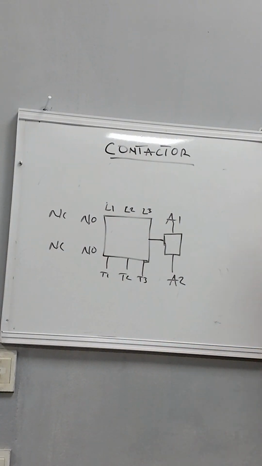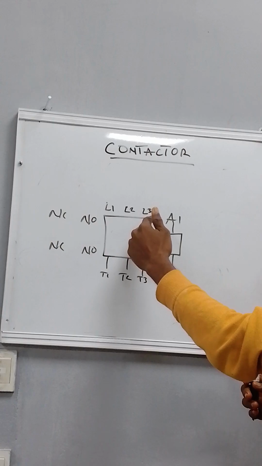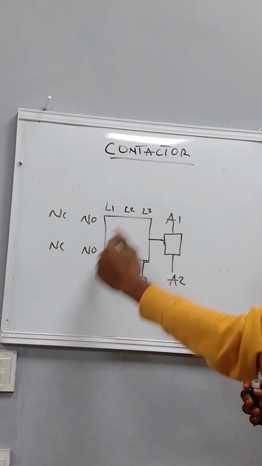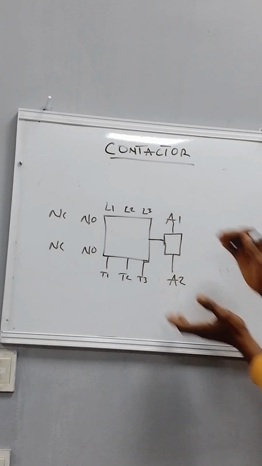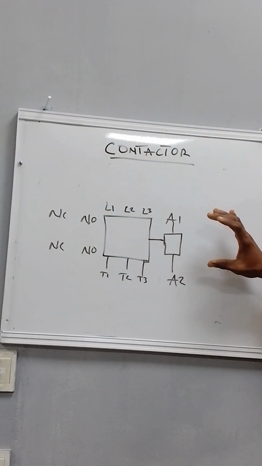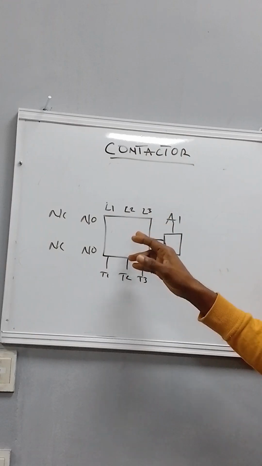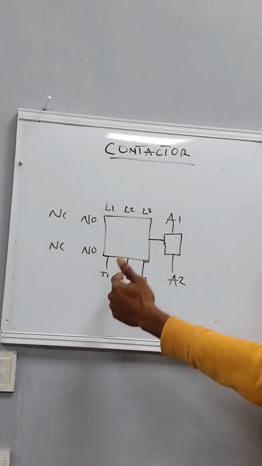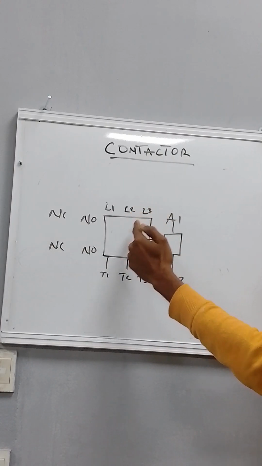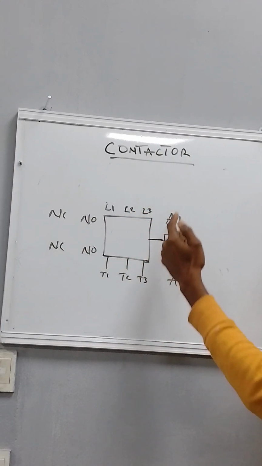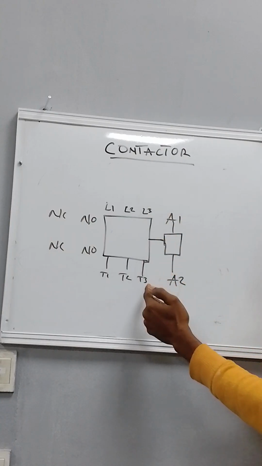Now, if our Contactor is energized, through A1 and A2, which is the coil side, it gives passage for power to flow from L1 to T1, from L2 to T2, as well as L3 to T3.